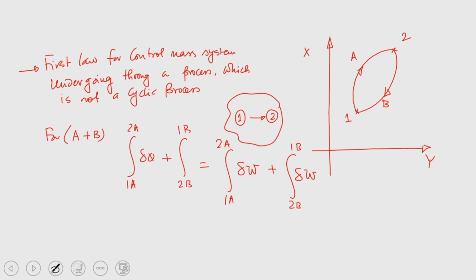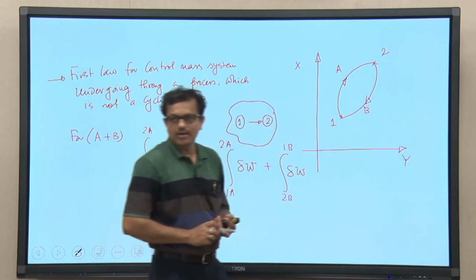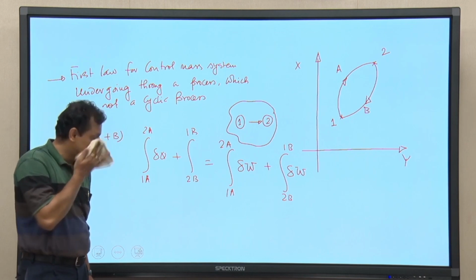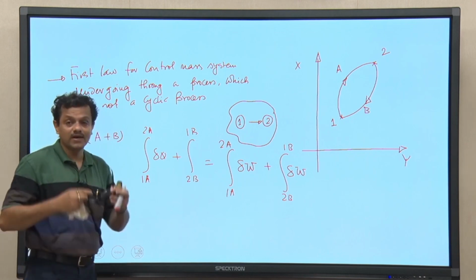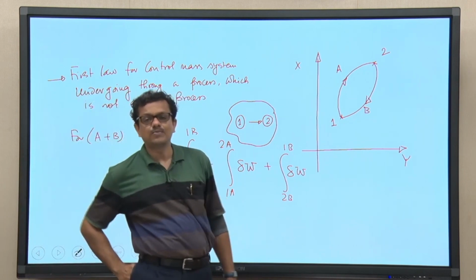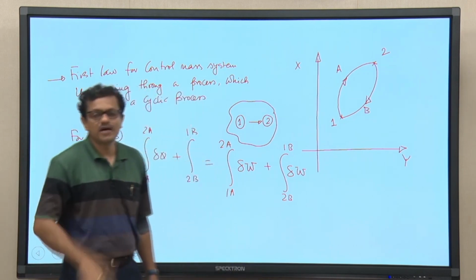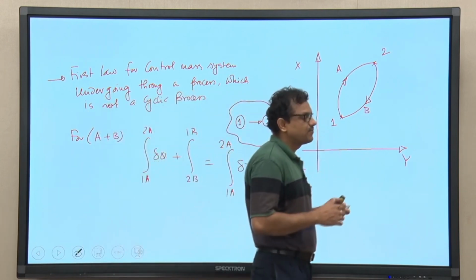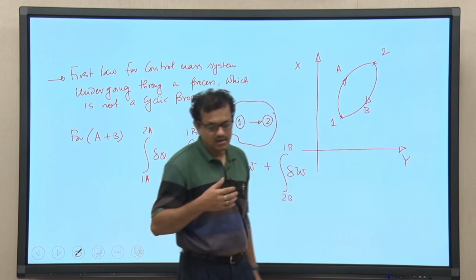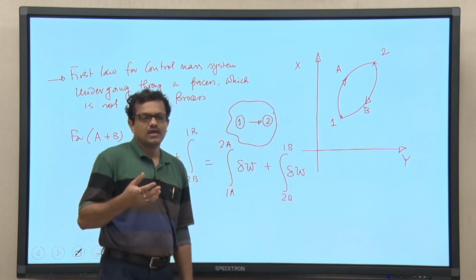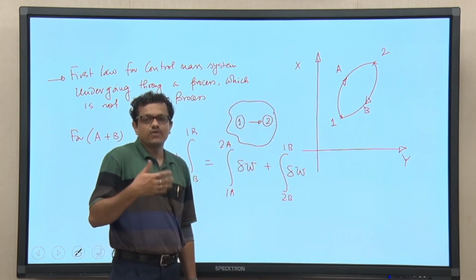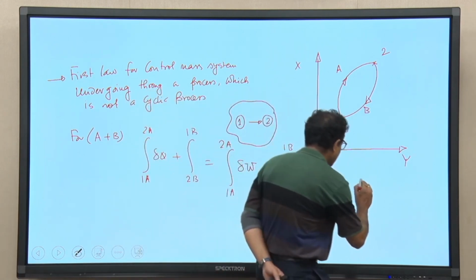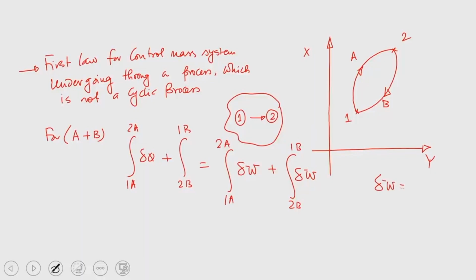We know again from thermodynamics that heat and work are path functions. These two are not properties of the system, rather they are path functions. Why so? Because we have seen that for a control mass system, and even for a control volume system, if the process is quasi static, we can write delta W equal to P dV.